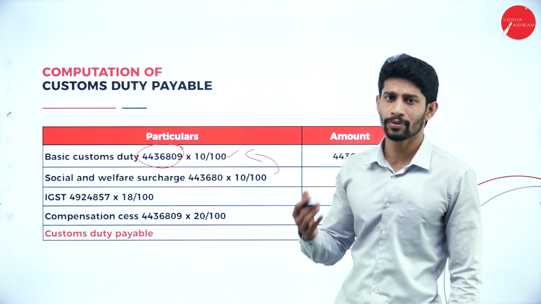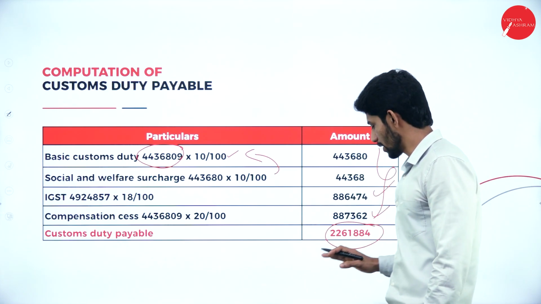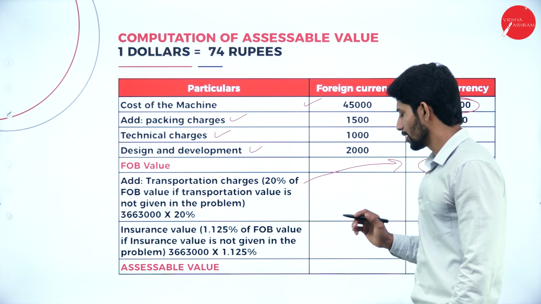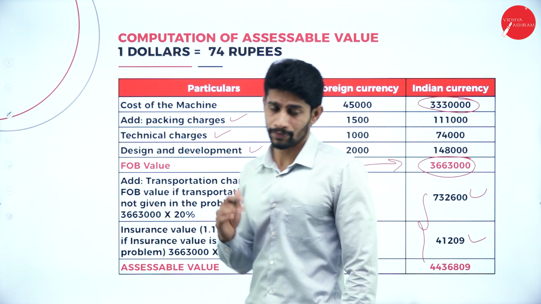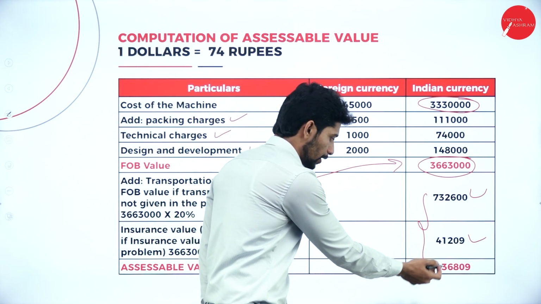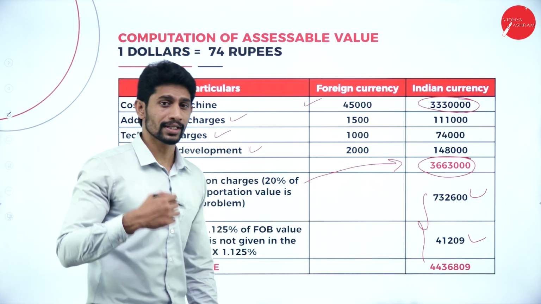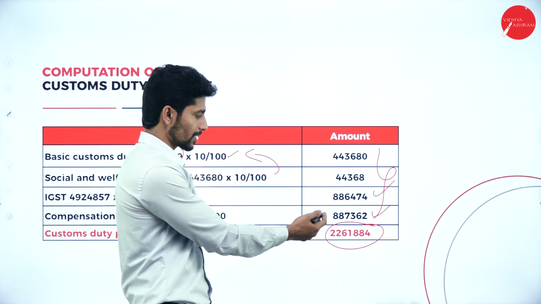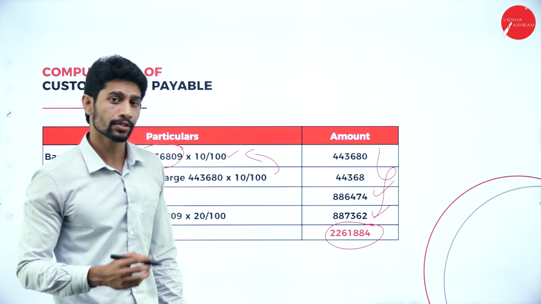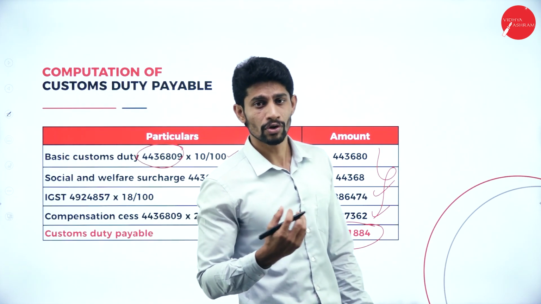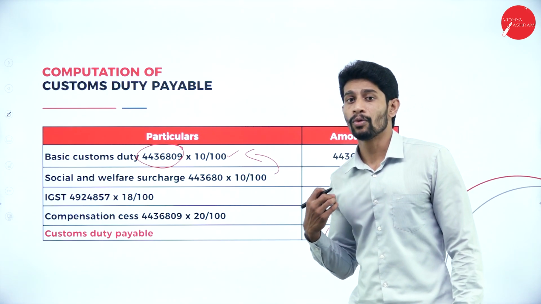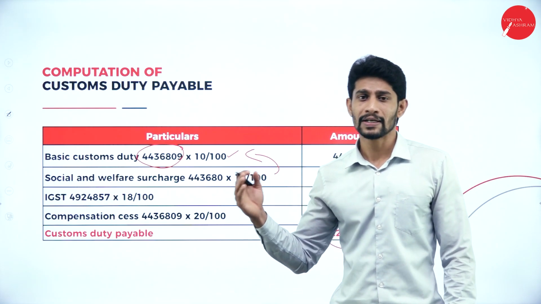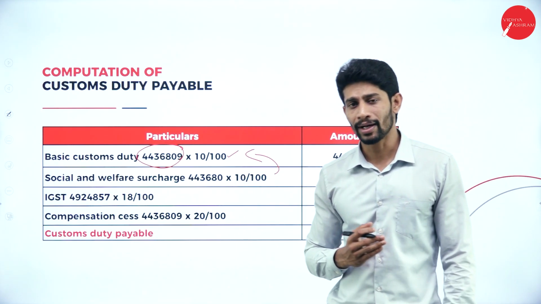So on whatever item you are purchasing, on that item you are supposed to pay the tax of 22,61,884. See, you can see the difference. See here in this problem, the total assessable value is 44,36,809. So what is the tax payable on this value? The tax payable on that value is almost 22,61,884. It's almost 50% of the assessable value. So on importing products, we will be imposing more tax. Why are we imposing more tax? In order to give security to our domestic industries.